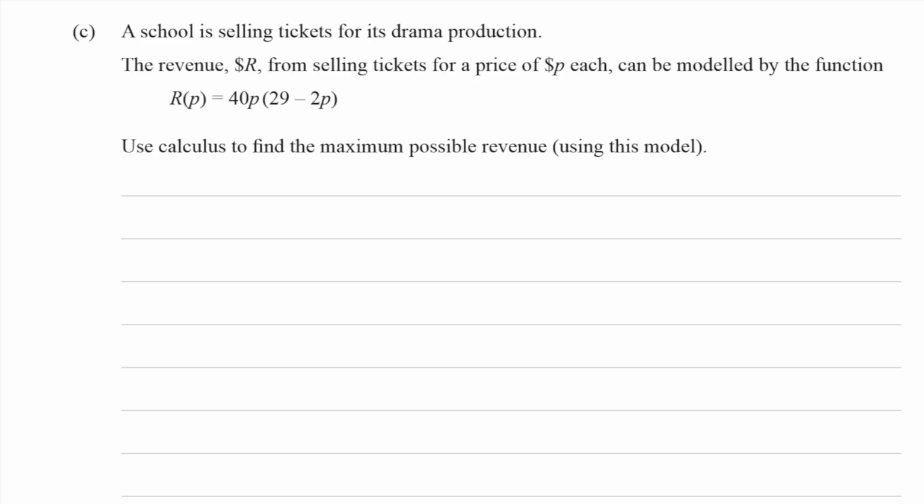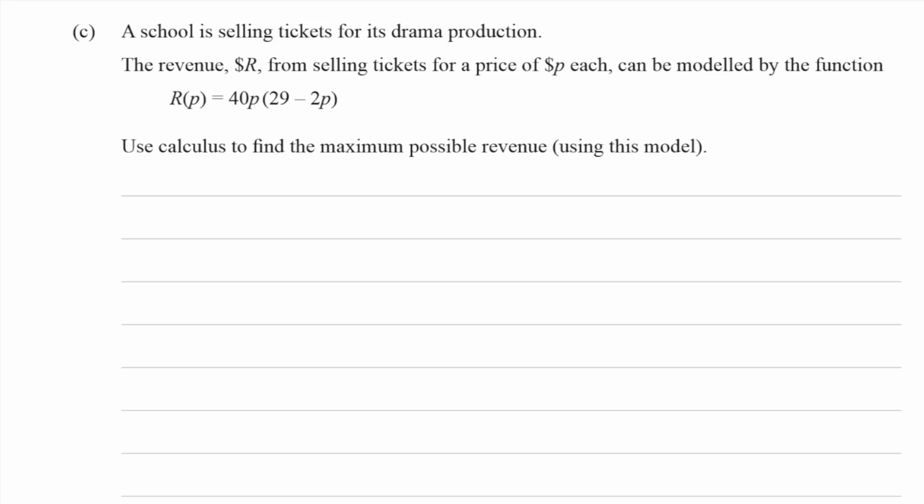Alright, a school is trying to make some money, as they should, because they have an excellent drama production going on, right? And they need to recoup some of the costs. So the revenue from selling tickets for a price P can be modeled by this function. As you tweak the price P, the total revenue predicted changes.